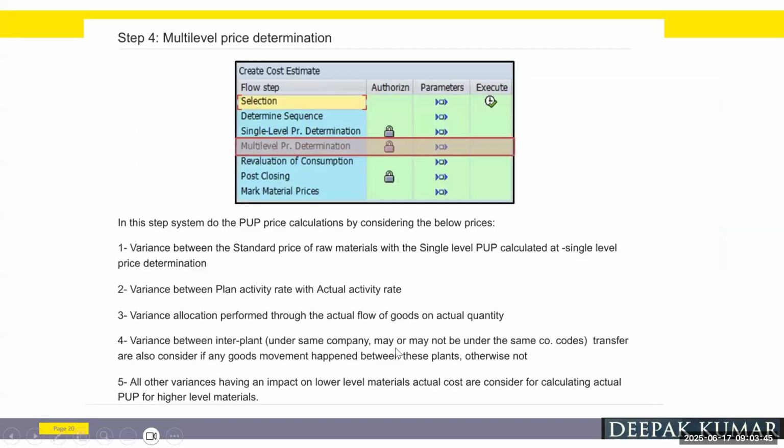Then we do multi-level price determination. Next step. Here the variances of single level are pushed up to multi-level, to semi-finished good and finished good.